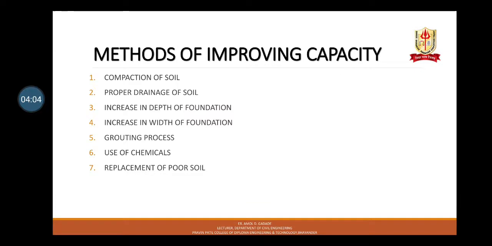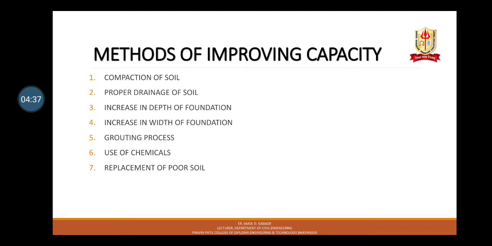Here are some methods of improving bearing capacity. So the very first one is compaction of soil. By compaction of soil, the soil reduces the open spaces between the individual particles and hence they are less liable to displacement. The compaction of soil results in increased density and shear strength of the soil mass and hence in increased bearing capacity.